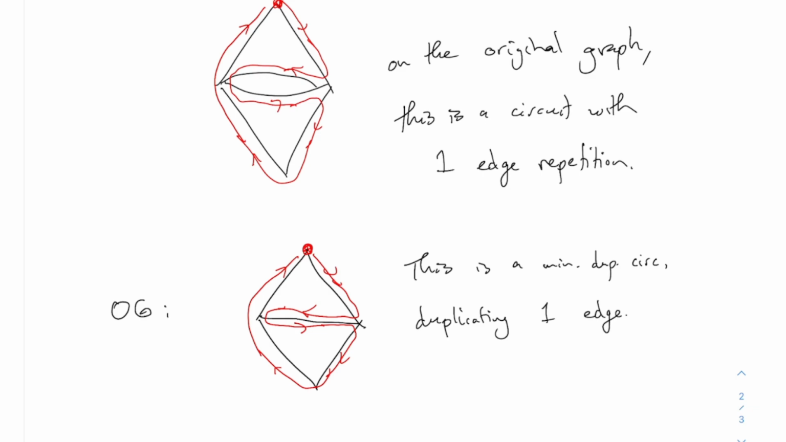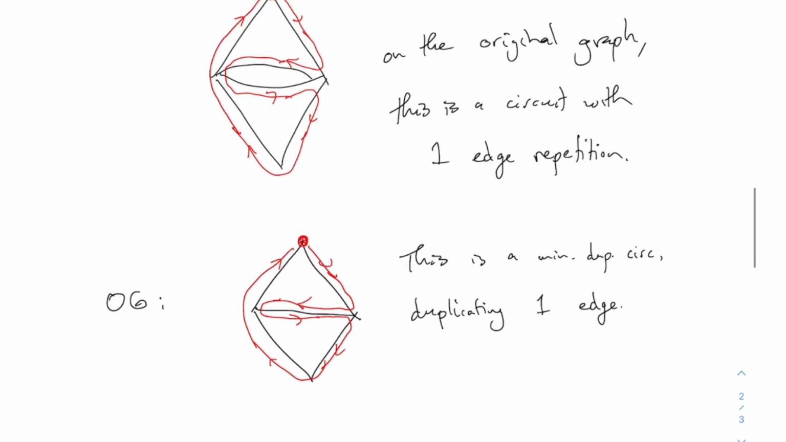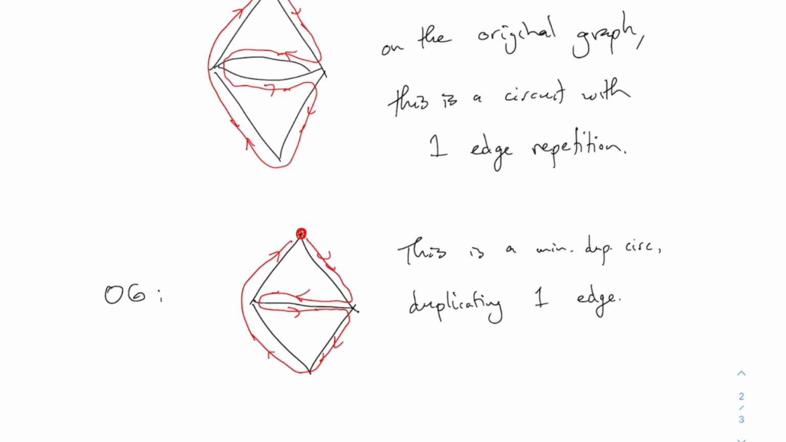All right? This is why when we Eulerize the graph, you're not allowed to create new edges that didn't exist before. You have to do it by duplicating the existing edges. It's because the whole point of this is to translate this picture back onto the original graph, where you're running over some of the edges more than once. All right? So this is our minimum duplication circuit, and it repeated one of the edges.